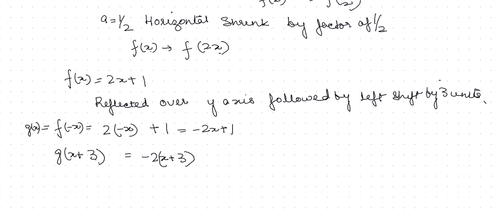So it is reflected over the y-axis, so x is made negative x. We simplify, and then followed by a left shift by 3 units, x plus 3. And the 1 is as it is. Wherever there was x, we made it x plus 3.